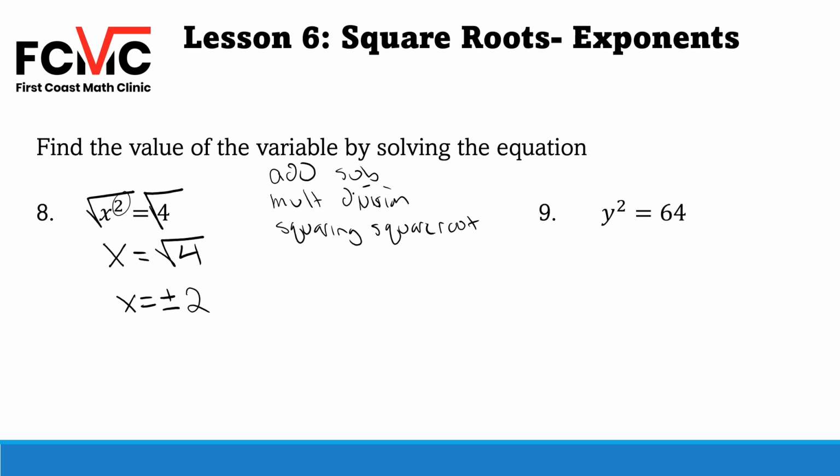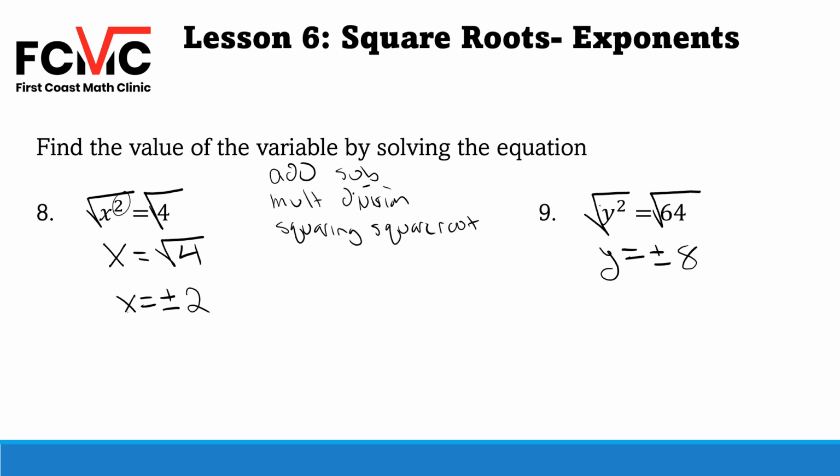And for number 9, y squared equals 64. Let's undo squaring and take the square root, take the square root. Square root and square cancel each other out, so we're left with just y equals, and the square root of 64 is going to be positive and negative 8. Now, if this was a Pythagorean theorem question, we'd have to interpret this answer a little bit more, but since we're just solving for x or solving for y, this answer would be fine.